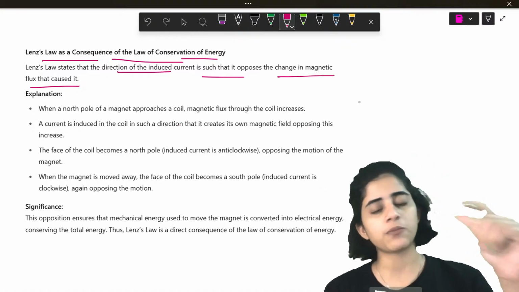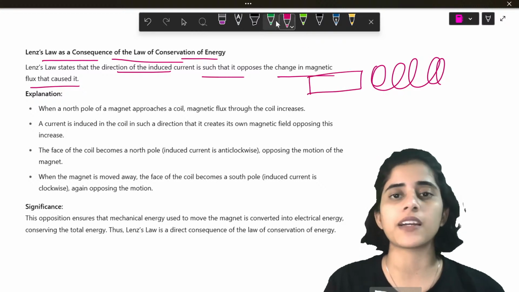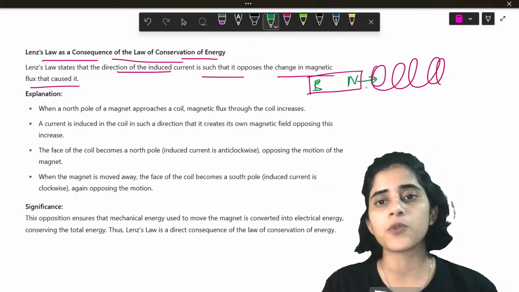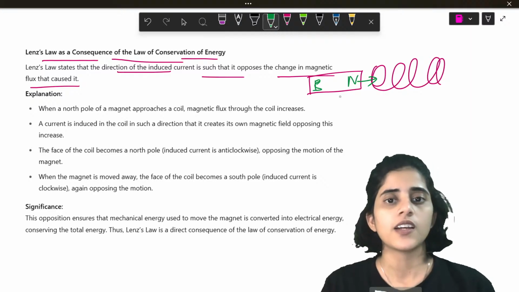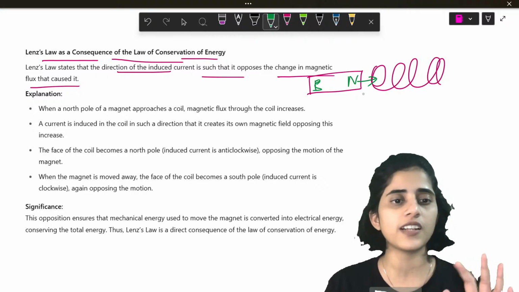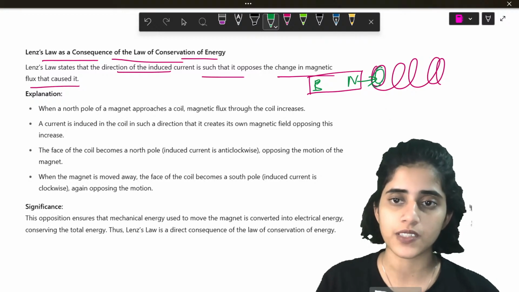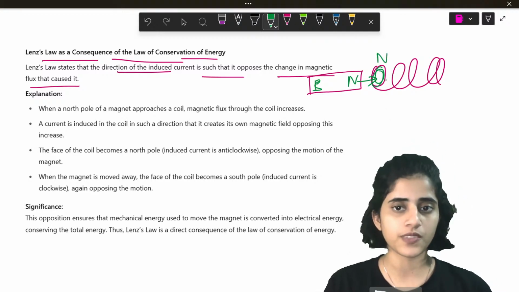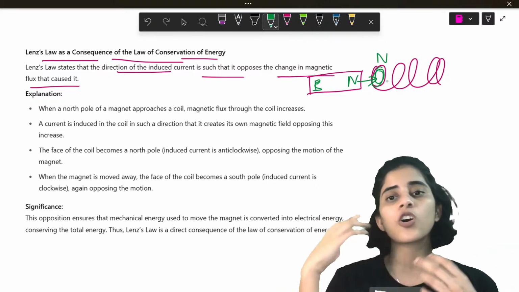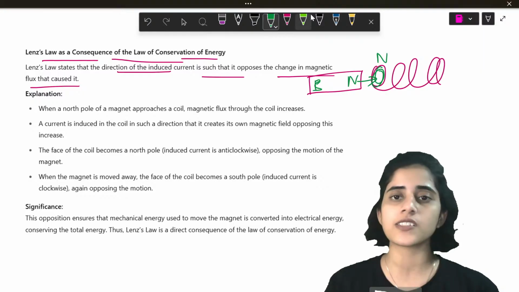So when a north pole approaches a coil, let's say this is a coil, this is a magnet, this is the north pole. So the north pole is approaching the coil. Okay? Magnetic flux through the coil increases, current is induced in the coil, and there is a magnetic field. Okay? The face of the coil becomes a north pole. Here it becomes north. So what happens? North and north repel. So north is going in, but suddenly the coil repels it.